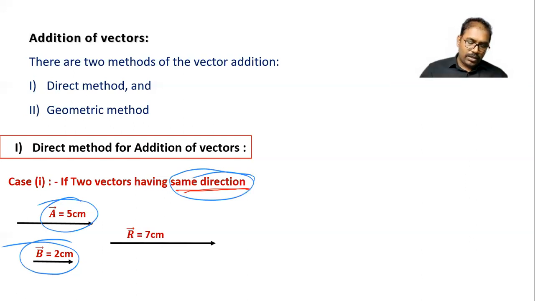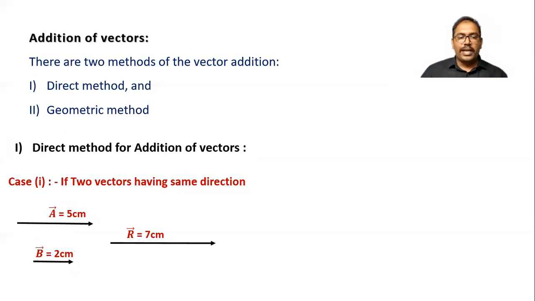So R bar you can write is equal to A bar plus B bar. A bar is 5 centimeter magnitude, B bar is 2 centimeter, 5 plus 2 is 7. So R bar is 7 centimeter, and this R bar is the resultant of A and B. So this is a resultant vector. Remember one thing here: if two vectors have the same direction, then we can add them directly.